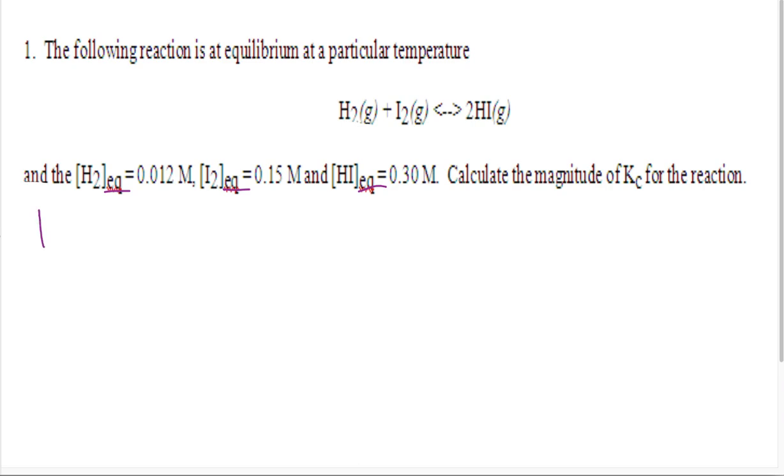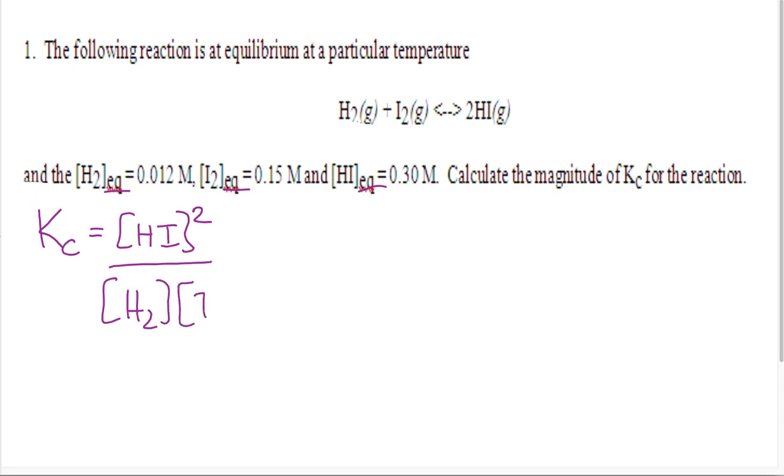Okay? So what is a K expression? We're going to find Kc because they give us concentration. It's just writing the concentration of your specific reactants, products over reactants, raised to the coefficients in the balanced equation. So these are all gases, so they all go into our expression. This is required for you to get any credit.